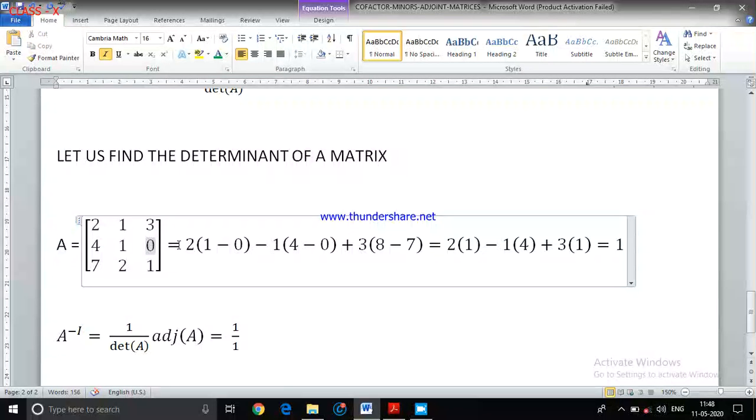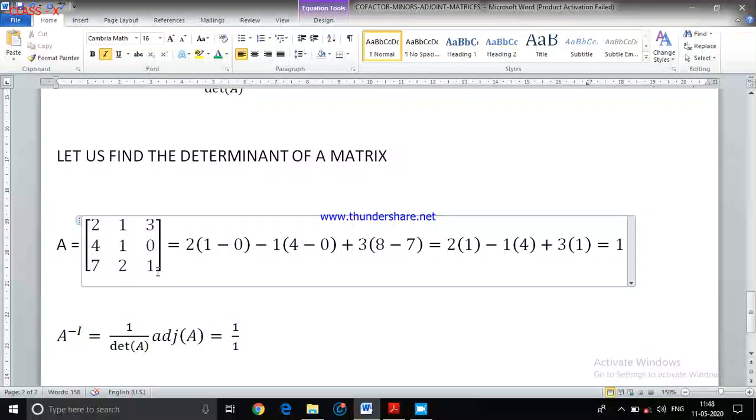Now the determinant of this matrix: I am going for the first row to find the determinant. So 2 into, if I exclude the first row and first column, 1 into 1 is 1, minus 2 into 0 is 0, so 2 into 1 minus 0. According to the formula, I will get minus 1 into, with the first row and second column removed, the numbers left out are 4, 0, 7, 1.